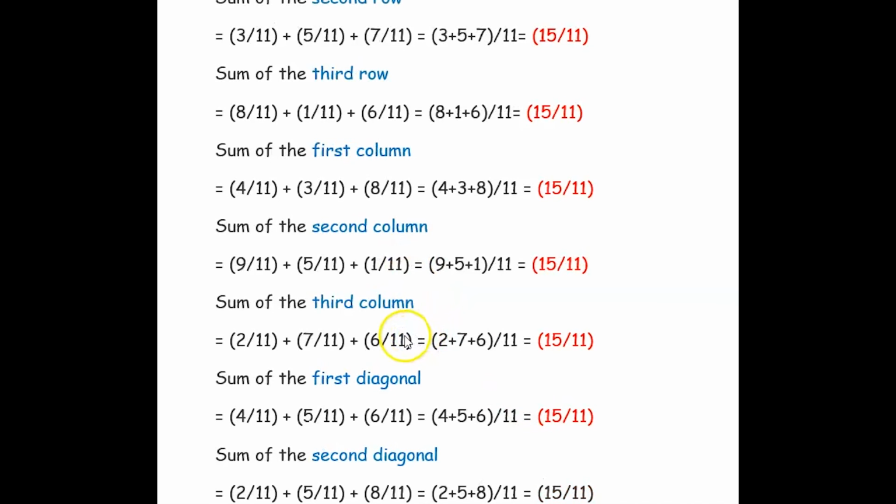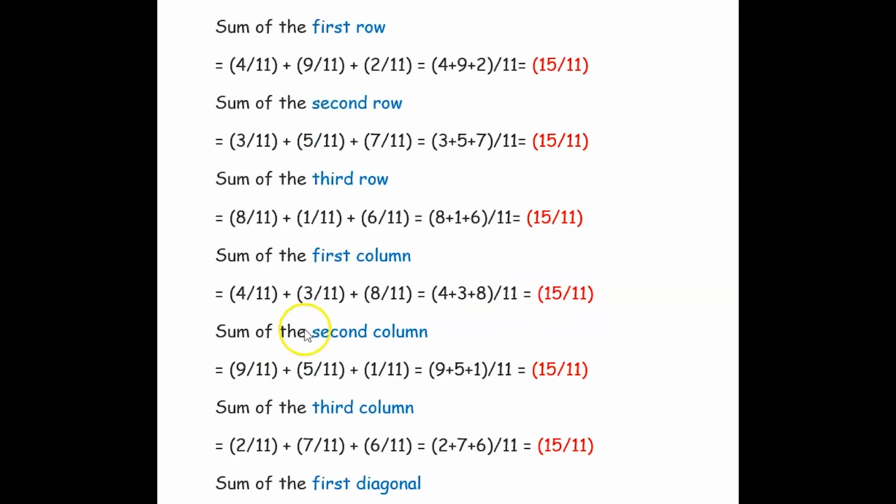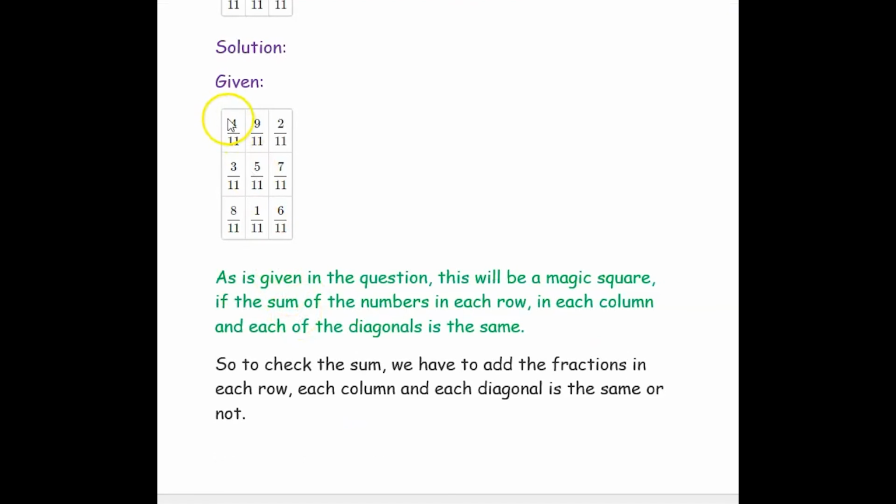Now we'll see the diagonals. Diagonals means this cross, you know that now. 4, 5 and 6. So 5 plus 4 is 9, 9 plus 6 is 15 divided by 11. So the first diagonal is also satisfied. Then we'll see the next diagonal, this diagonal. 2 plus 5 is 7, 7 plus 8 is 15 divided by 11. So this diagonal is also satisfied.